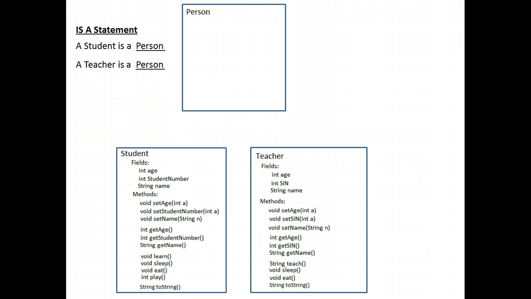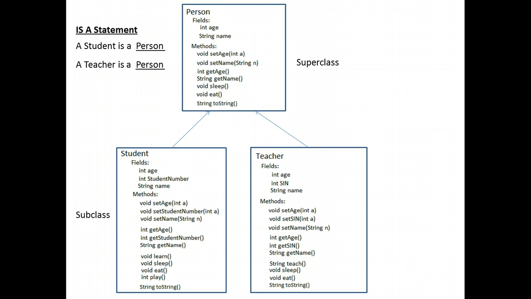So now we start thinking about what kind of fields and behaviors the person class is going to have. Well, they might have age and name. They would have set methods and get methods. And maybe a person sleeps, eats, and has a toString method. So now this is the setup of the start of a hierarchy. We think of student and teacher as subclasses of person. So person is a superclass, student and teacher are subclasses.